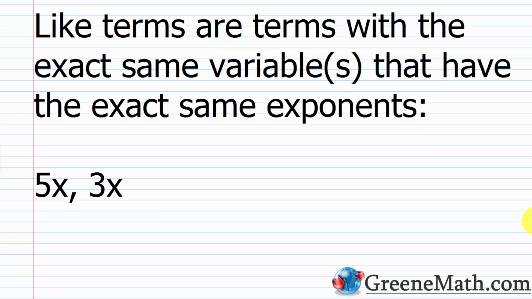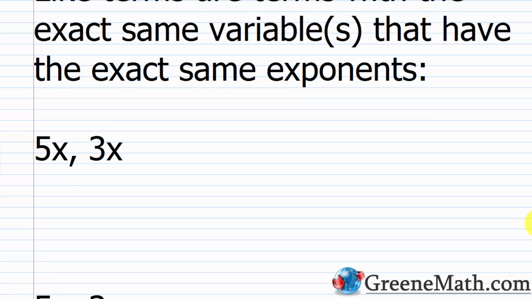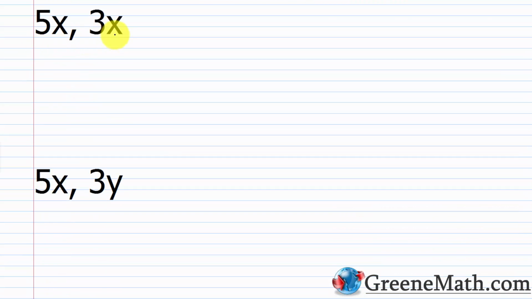All right, now let's talk about like terms. So like terms are terms with the exact same variable, or variables if there's more than one, that have the exact same exponents. All the variable parts have to be the same. I can't stress that enough. So for example, 5x and 3x are like terms.